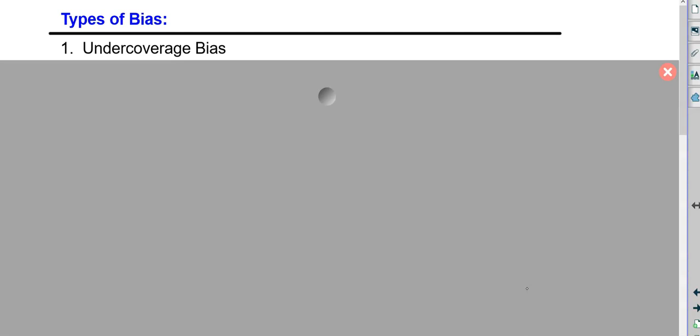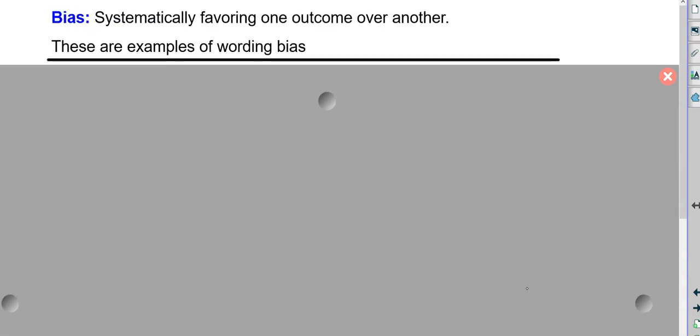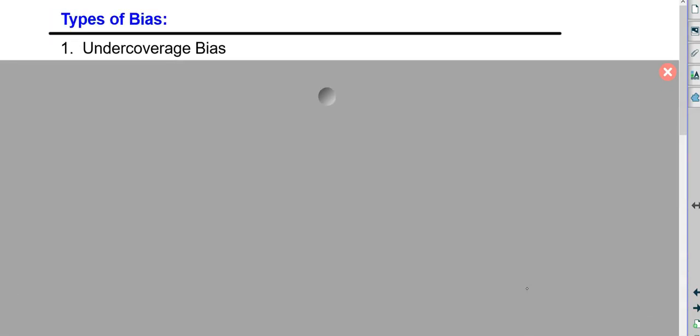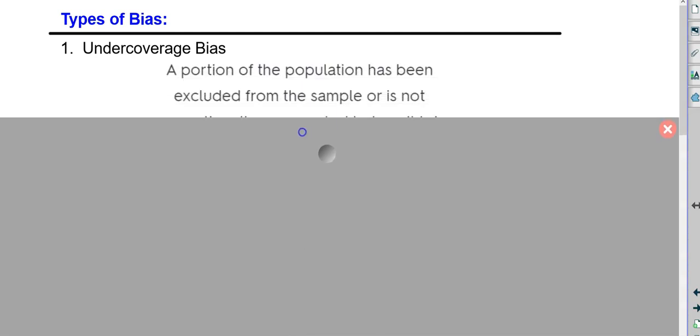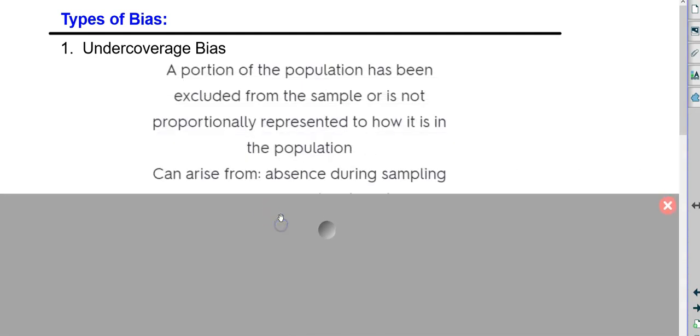Types of bias. Bias is anything that favors one outcome over another. Undercoverage bias is very, very popular. That's when some portion of the population has been excluded. Maybe you were trying to call people on their cell phones, and some people don't have cell phones, they only have a landline. They are undercovered in this study because you only called cell phones. So you didn't represent everyone in the population properly. When you sampled, you left out a whole group of folks.